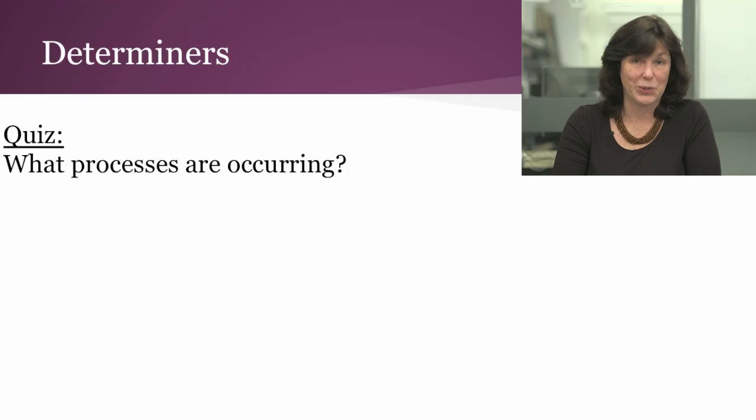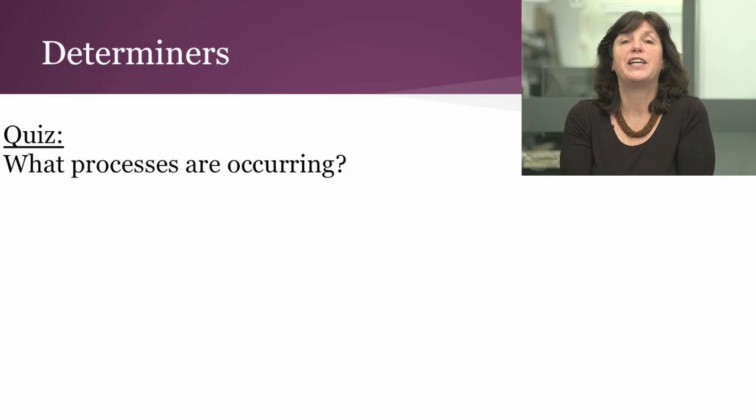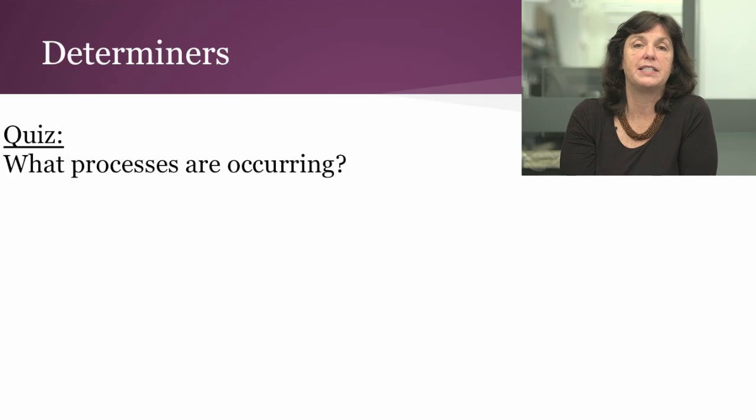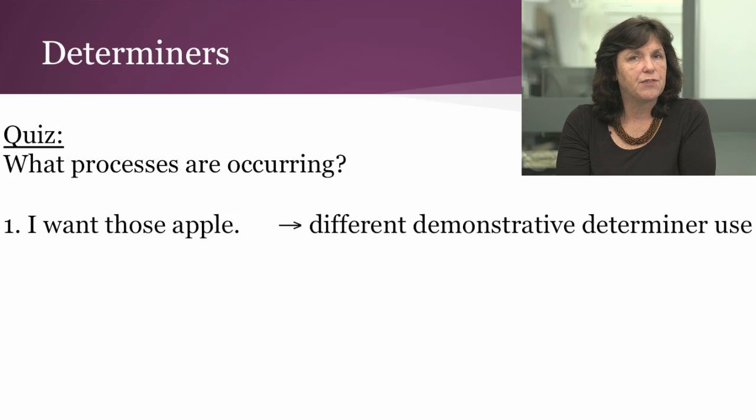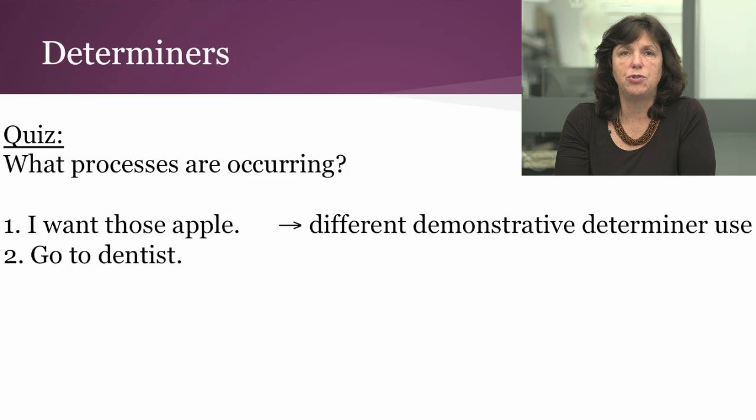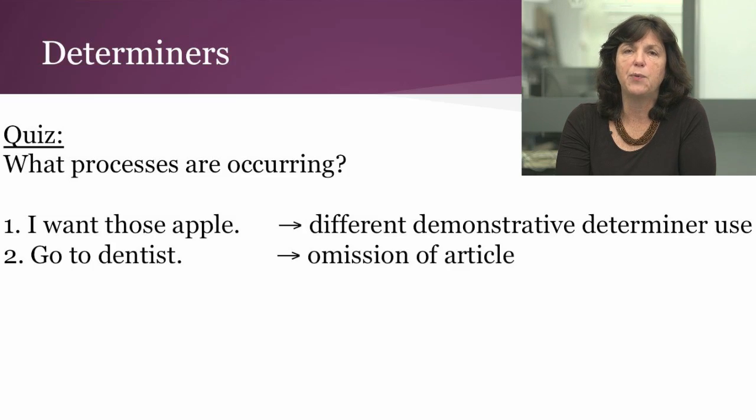All right, it's quiz time. Let's see if we can correctly identify the process that's occurring. "I want those apple." Here we have different use of the demonstrative pronoun. What's happening is they are using a plural demonstrative determiner before a singular noun. How about "go to dentist"? Here we have omission of an article. In Standard American English, it would be "go to the dentist" or "a dentist."